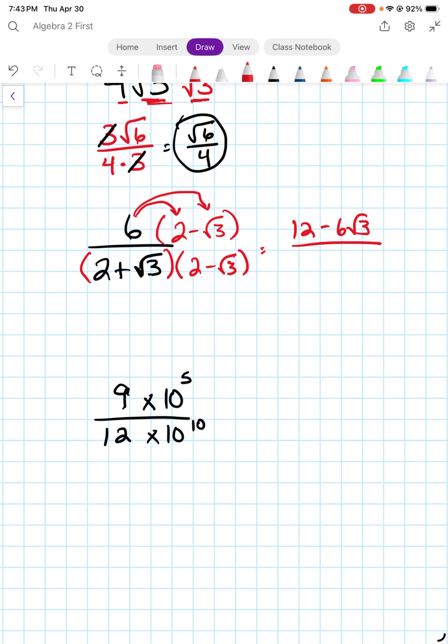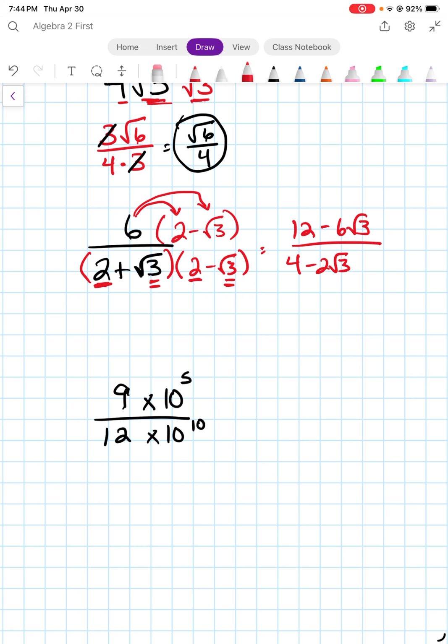On bottom, you have 2 terms by 2 terms. You have to multiply both. 2, the first term, we're going to multiply by 2. And we're also going to multiply by negative root 3. Now, something special should happen when you multiply by conjugates, and we'll show you that in just a second.